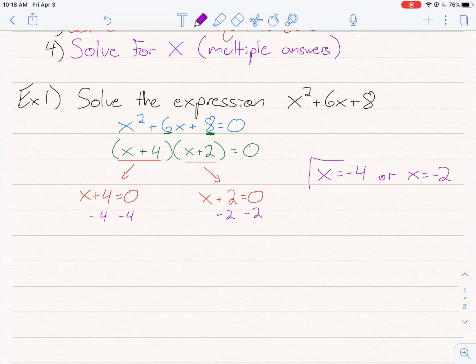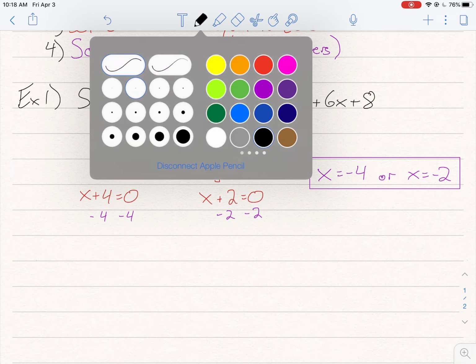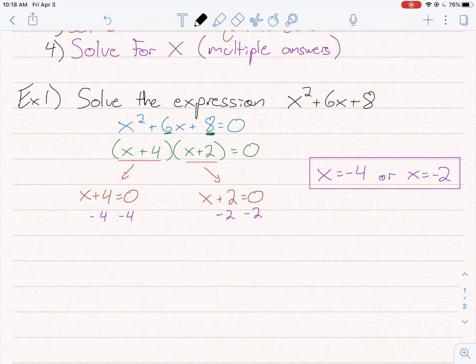So I have two answers here. x is equal to negative 4 or x is equal to negative 2. And those are my two answers for this expression. So the only new part that I'm introducing within solving by factoring is that you have done up to this step before, where you know how to factor an expression. Now you just have to go the extra step and solve that expression.